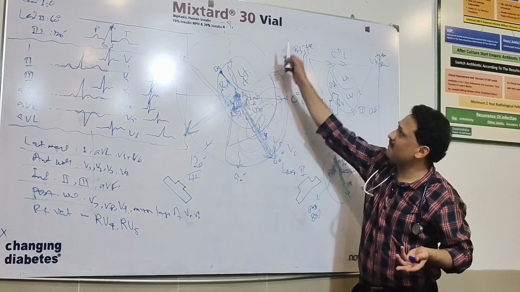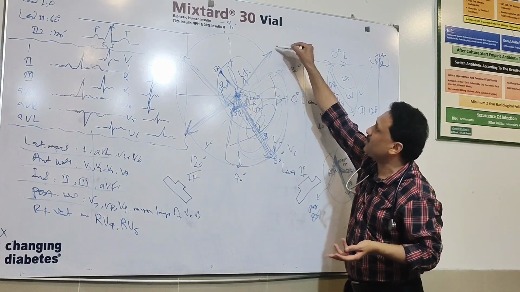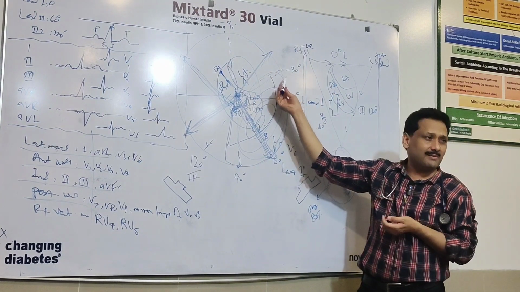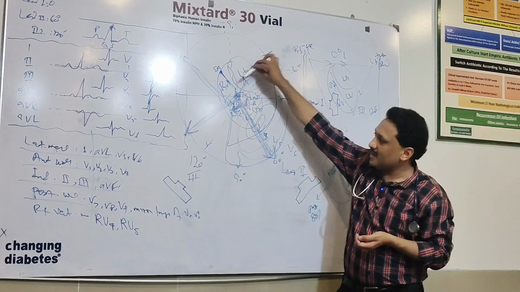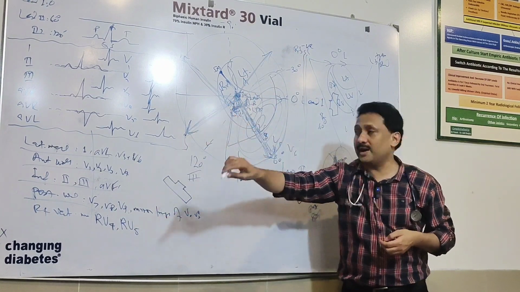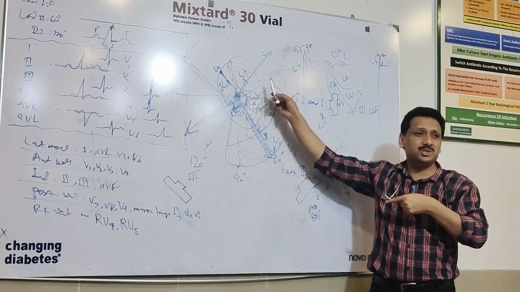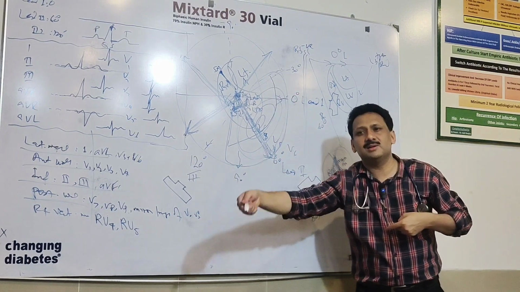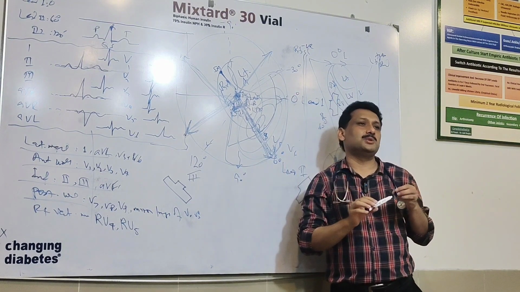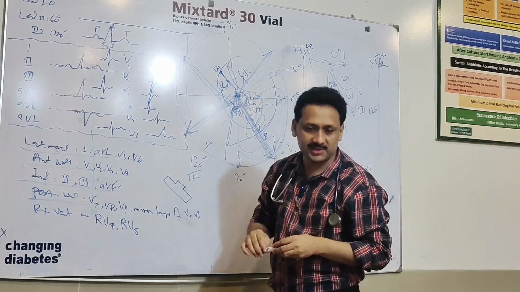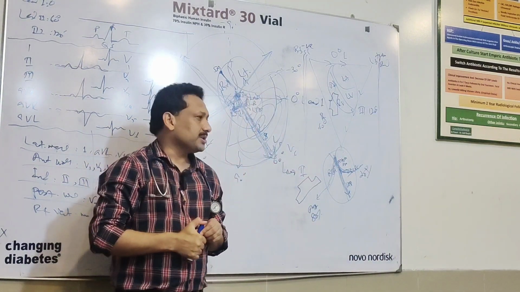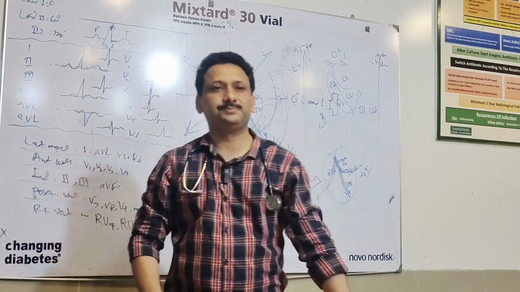Somebody is having extreme left axis here. The axis has gone to that point. Then his lead AVL will be all positive. His lead 3 will be all negative. Now this lead will be falling in the center. So one change, the whole 12 lead changes. This thing you guys need to understand. So we finish our session here. Any question, any queries on your part?